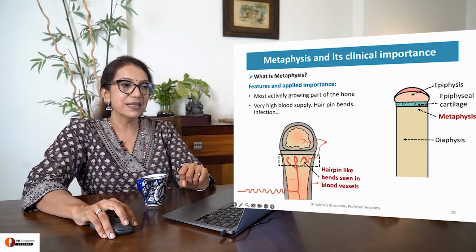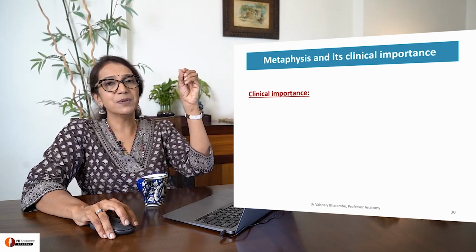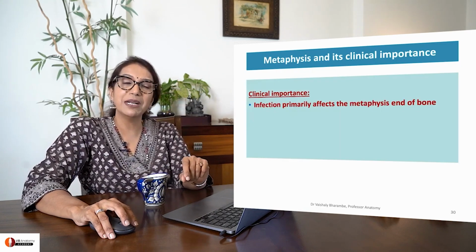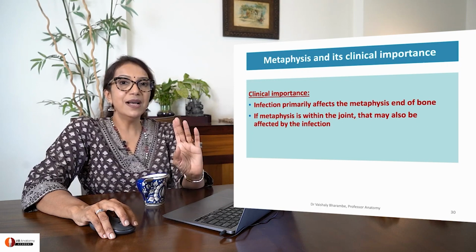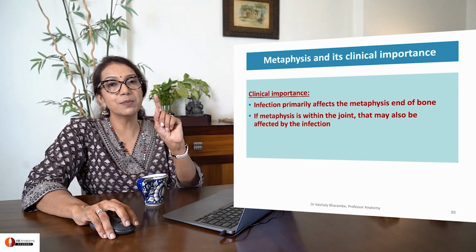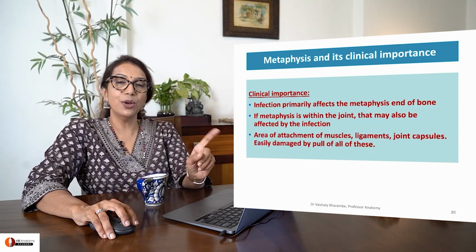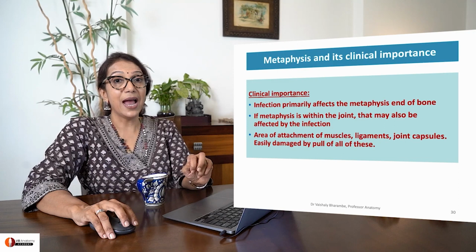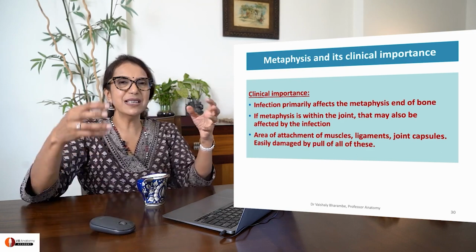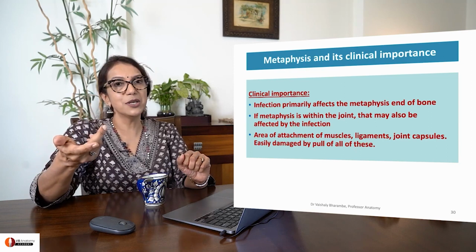Now what happens is, in these hairpin bends, sometimes blood clots, sometimes infected bacteria get stuck, and this results in infection of the metaphyseal end of bone. Once the metaphyseal end of bone is damaged, it is likely to affect the growth of the bone, because metaphysis is the growing end of the bone, isn't it? So that is why knowledge about metaphysis and its possibility of getting infected is important for you. Also, it has a lot of muscles attached to it, because of which the pull of these muscles also sometimes damages the metaphysis.